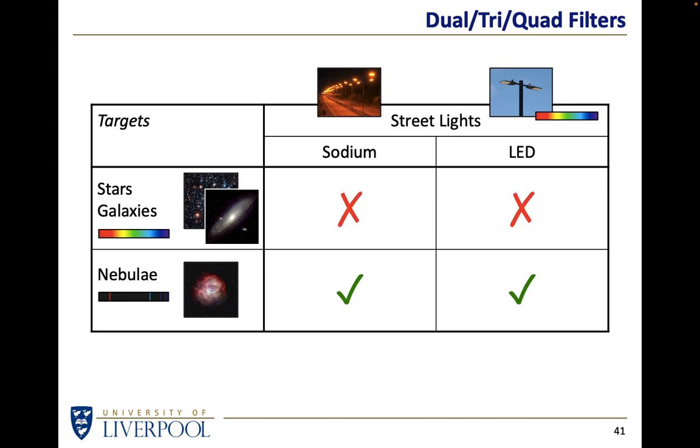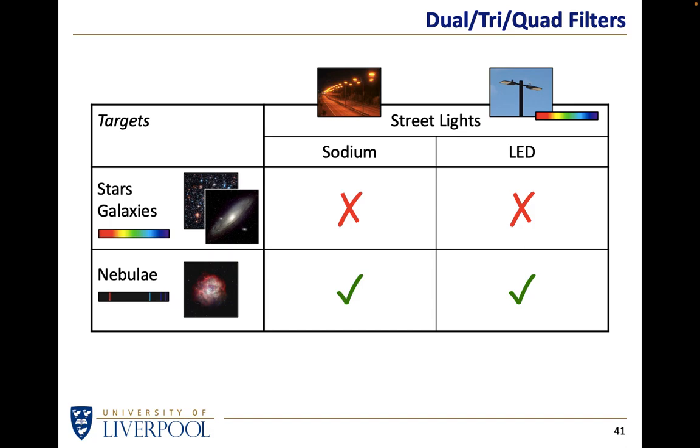So in principle, they will reduce the sodium and they will reduce the LED, but they'll reduce the stars and the galaxy as well in brightness. So what's the point of reducing the sky glow from sodium or LED streetlights by a factor of 10 if all you're going to do is reduce the brightness of the galaxy by a factor of 10? You're not winning anything. The brightness of the galaxy relative to the sky glow is still going to be the same. They're both going to be dimmer. So there's no point in using these particular filters when you're trying to get a picture of a galaxy, for instance.